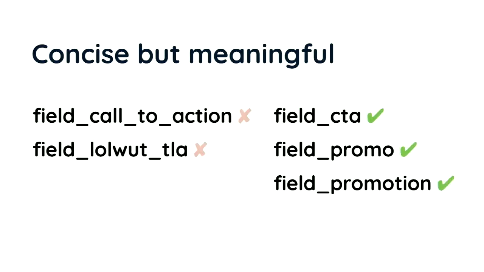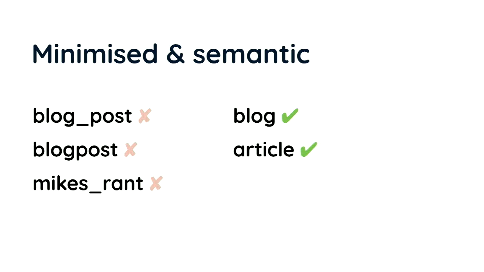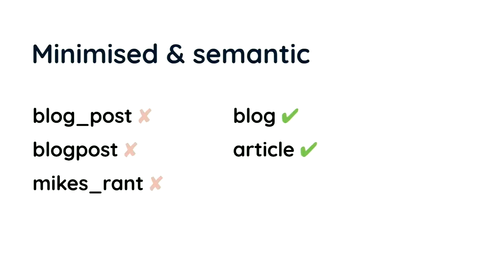I keep my field names minimized and semantic is what I'm going for. And I definitely don't want Mike's rant. The business says, we're going to have this cool thing called Mike's rant on the website. And I go, yes, cool, I'll create a content type called Mike's rant. Semantically, it's a blog or an article, right? It's not a Mike's rant. So if you want to change it later, you change the labels, but not the machine name. So try and keep those pithy.